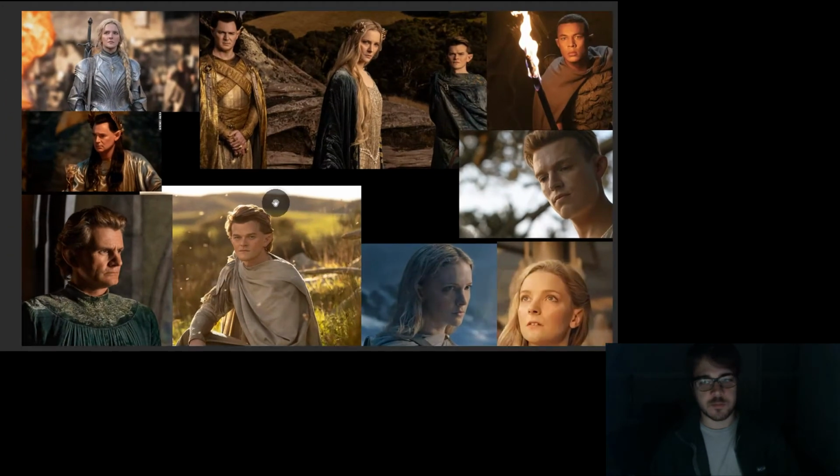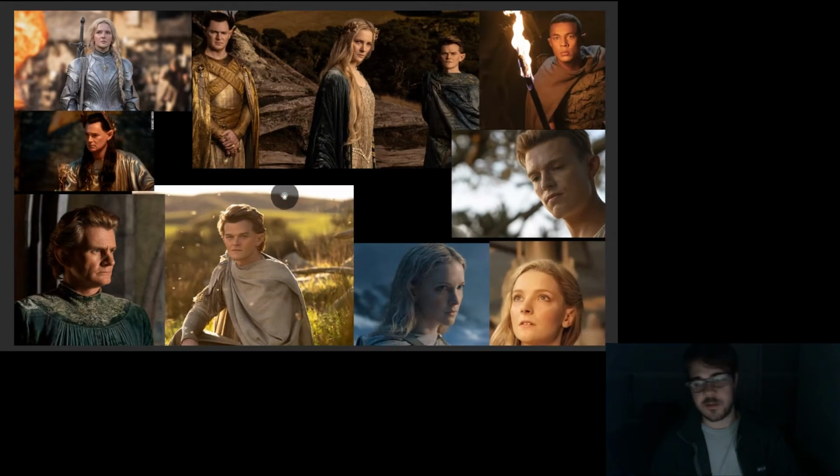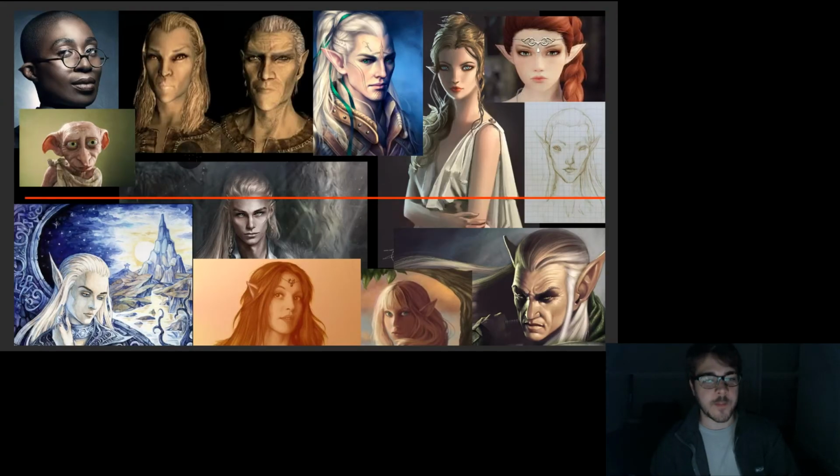And so I just found random pictures from the internet of elves so you can see what I mean about that. So this top half above the red line here are correct elves, and the bottom half are incorrect elves. Or rather, I should say that they don't look as much like elves.